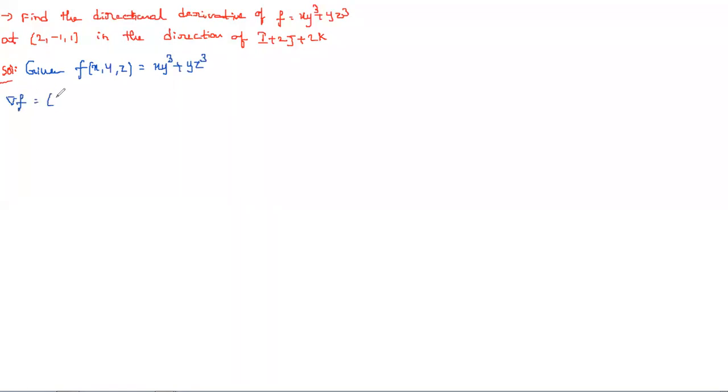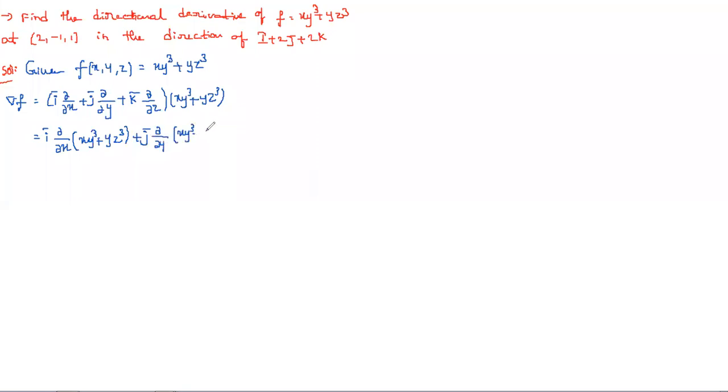Del is nothing but what? i into dou by dou x plus j into dou by dou y plus k into dou by dou z. And f is nothing but, here it is what they give, xy cube plus yz cube. And now you can multiply this inside of that: i into dou by dou x of xy cube plus yz cube, plus j into dou by dou y of xy cube plus yz cube, plus k into dou by dou z of xy cube plus yz cube.